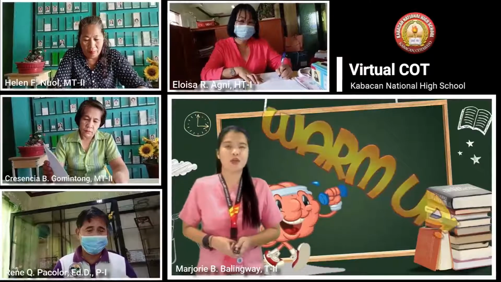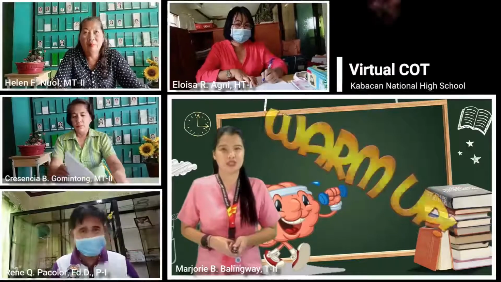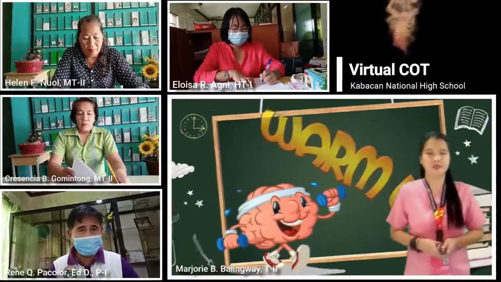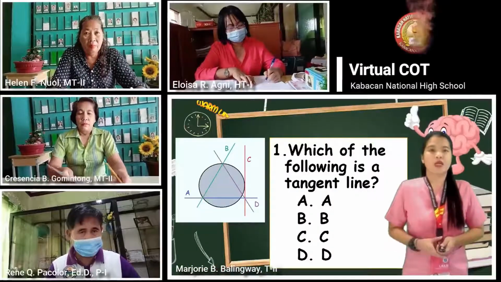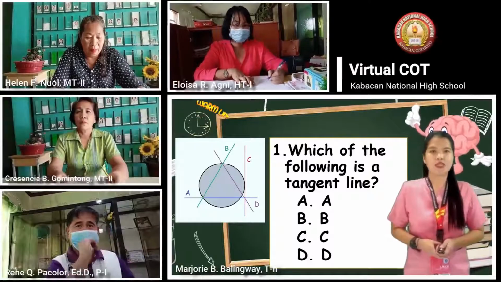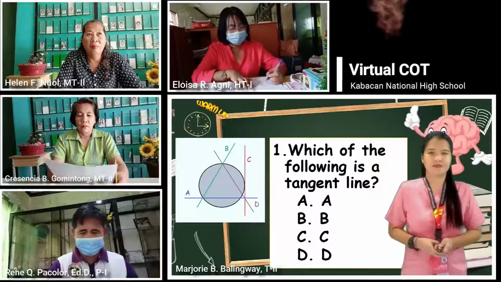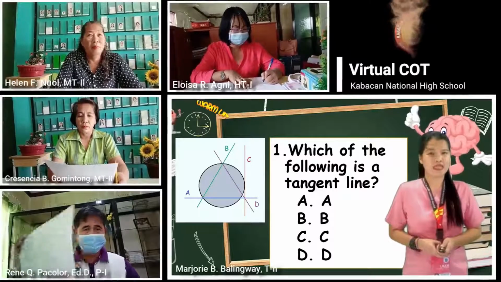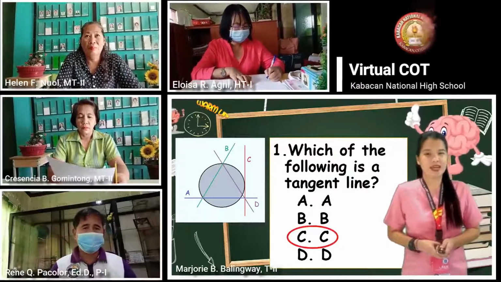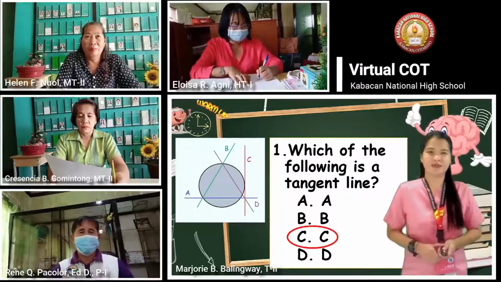First, let us warm up your minds by answering the following questions. Number 1. Look at the figure. Which of the following is a tangent line? The correct answer is C. Did you get it right? Very good.